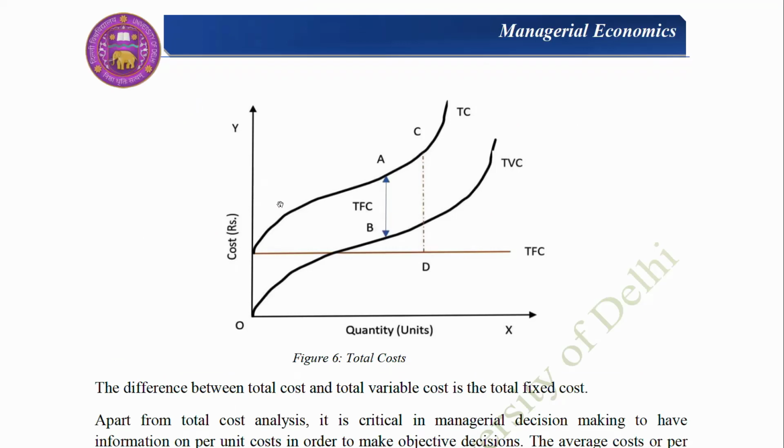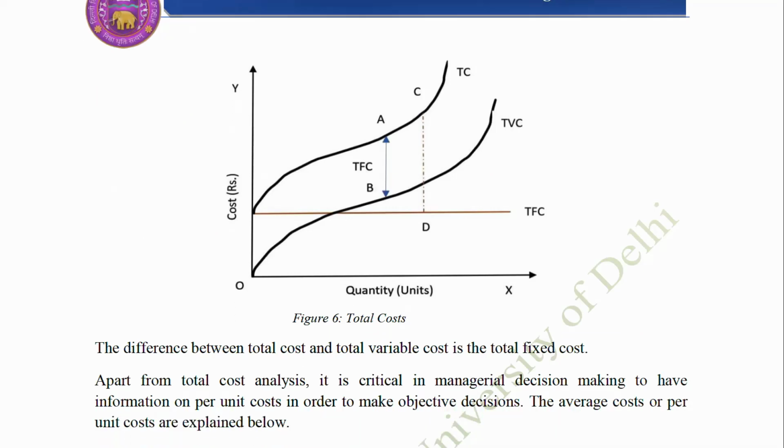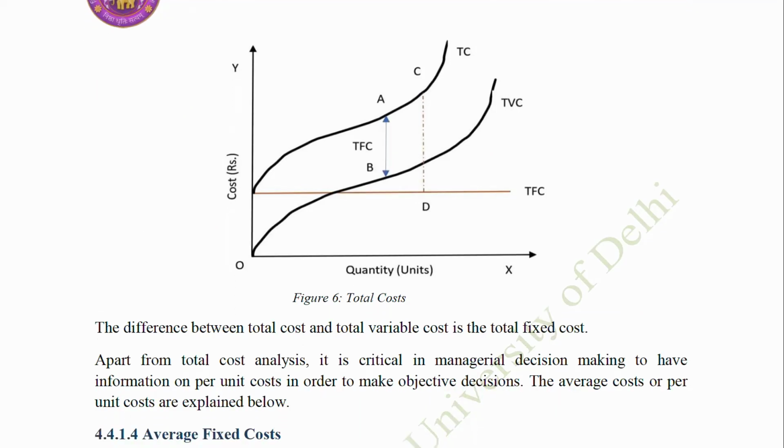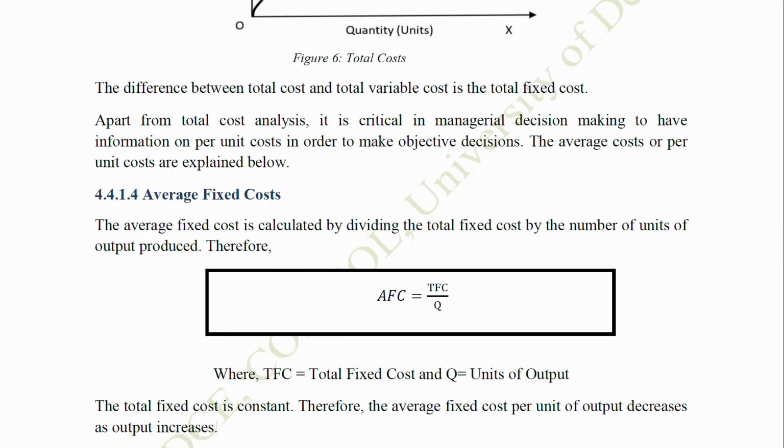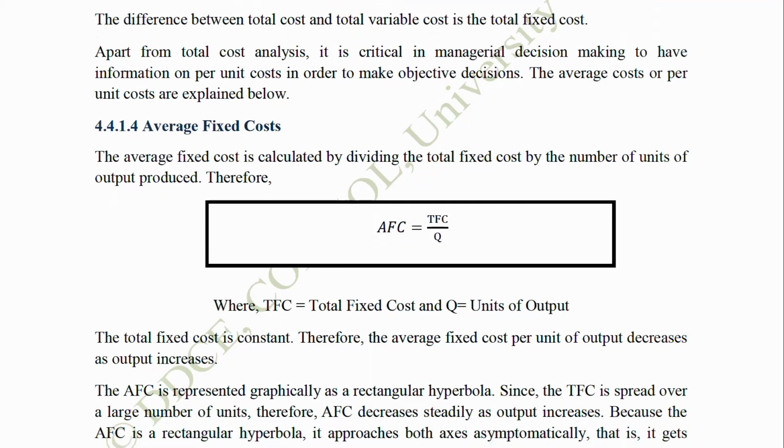Figure 6 shows the total cost. The difference between total cost and total variable cost is the total fixed cost. Apart from total cost analysis, it is critical in managerial decision making to have information on per unit costs in order to make objective decisions. The average costs or per unit costs are explained below.